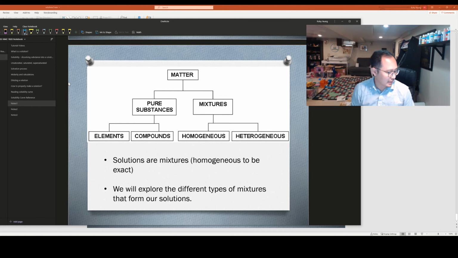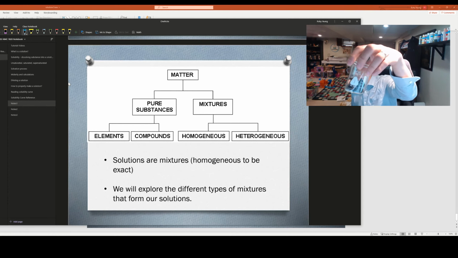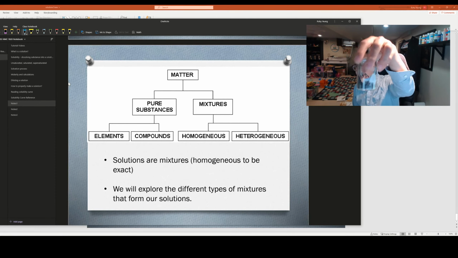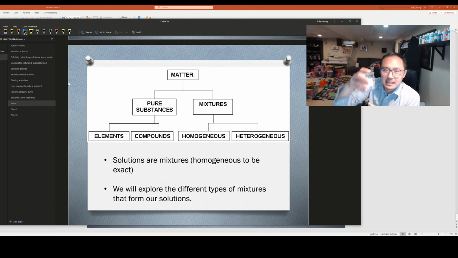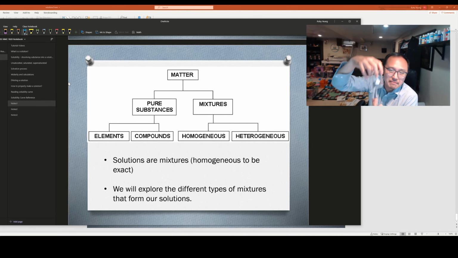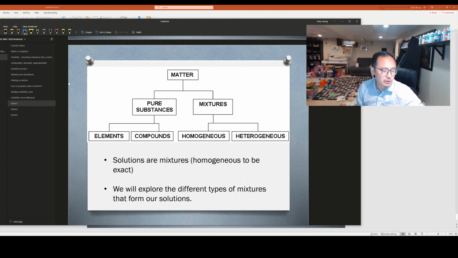So if I have a tiny beaker with some garbage in here, this can be a mixture because it's a solid mixing into something, right? That's a mixture in itself, but it's not a homogeneous mixture because it can be separated. So let's look at the classification or separation of this.